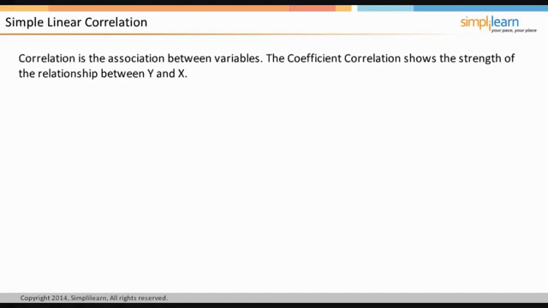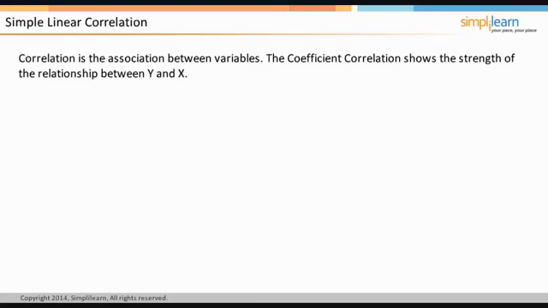Correlation means association between variables. Simple linear regression and multiple regression techniques are very important, as they help in validating the association of X with Y. The coefficient correlation shows the strength of the relationship between Y and X. To associate Y with a single X and statistically validate the relationship, correlation is used. In Excel, use the =CORREL() function to calculate the correlation coefficient.